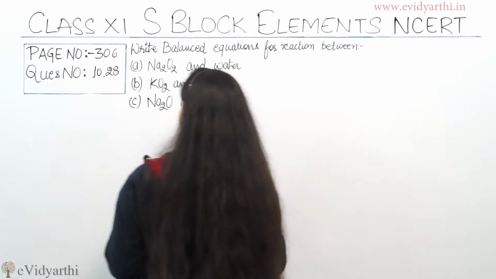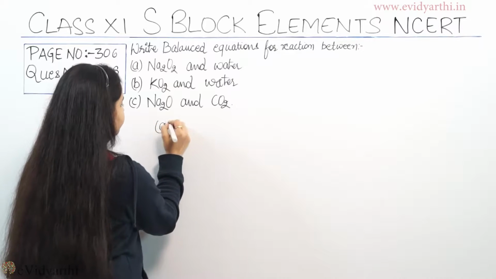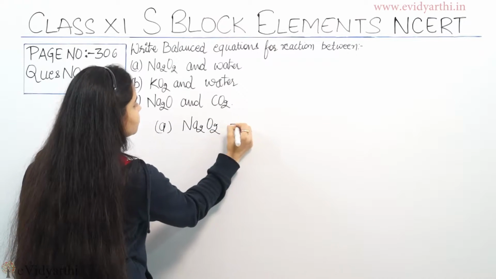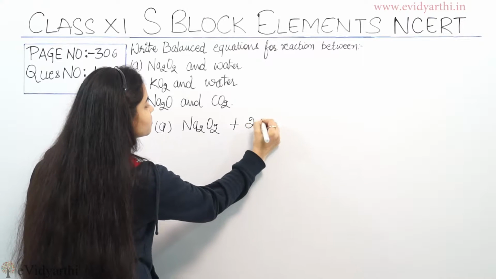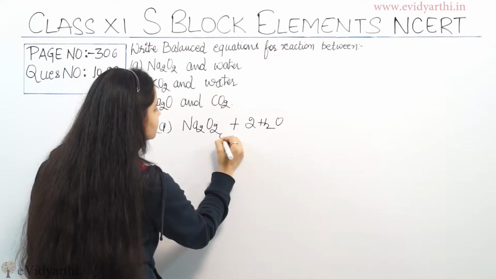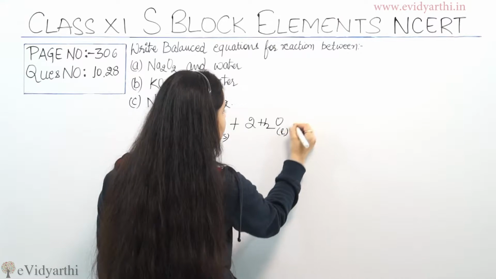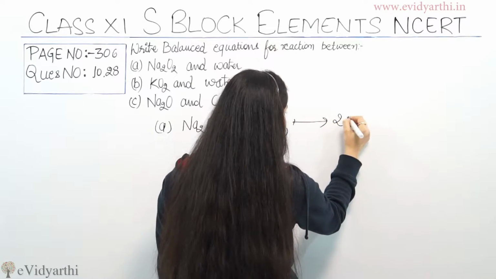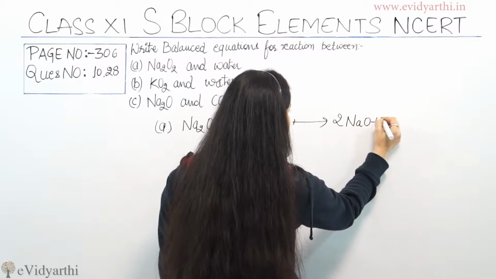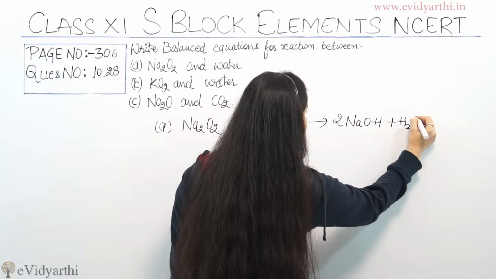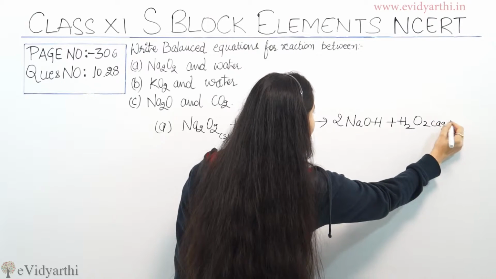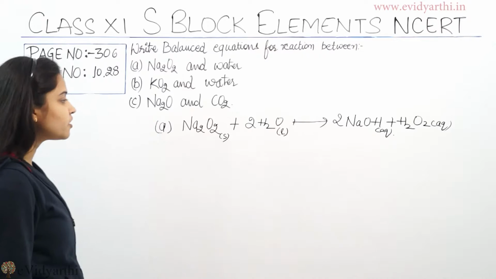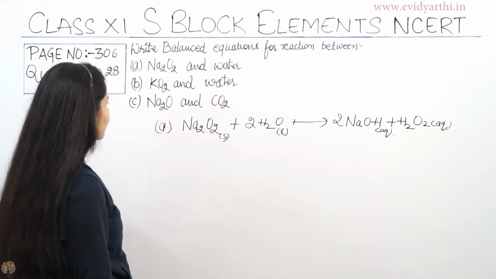Sodium peroxide and water. Na2O2 plus 2H2O. It is in the solid state, and H2O is in the liquid state. And what will we get? We will get 2NaOH plus H2O2, both in the aqueous state. Okay? So this is the reaction for the first part of this question.